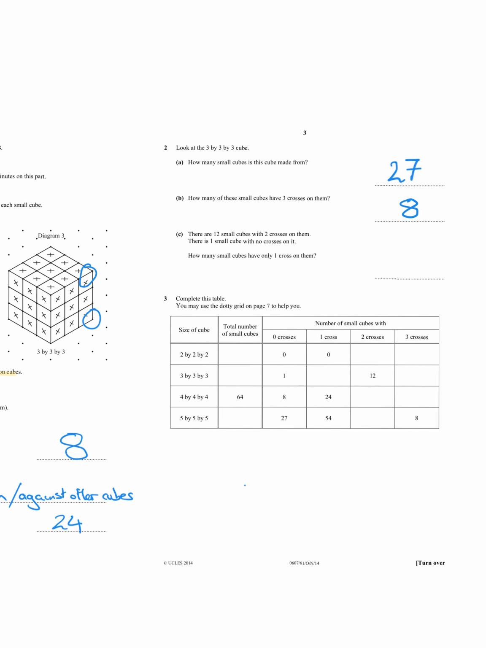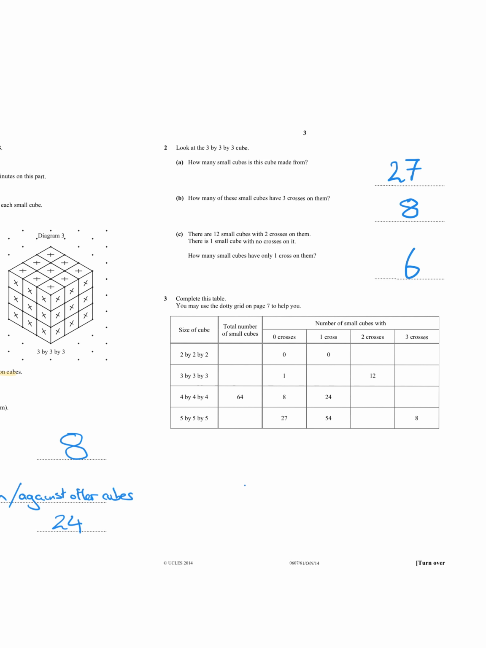How many have 1 cross on it? So that's going to be this one bang in the middle now. There's one of those on each of the 6 faces. So 1 times 6 gives us an answer of 6.